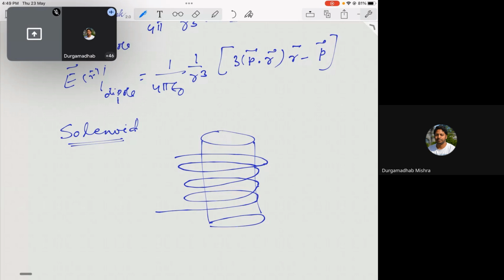Let's say you look at block 2 of this course. This is MPH-3, block 2. Page number, sir? Page number for the solenoid, I have to see. I think around 173, 174, and 175. Yeah, 173, 74, and 75. Okay, sir. Okay.